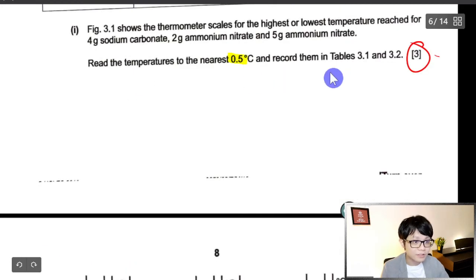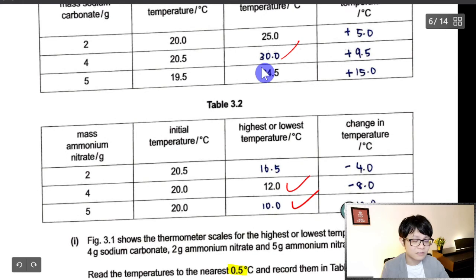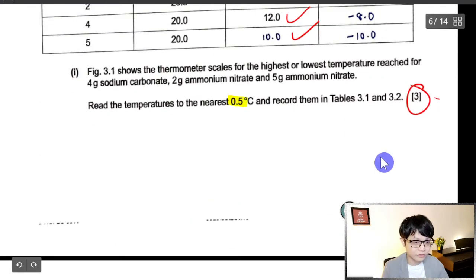Read the temperature and record. So the student gets it correct. Here's 33.0, 16.5 and 10.0. So you get 3 marks.